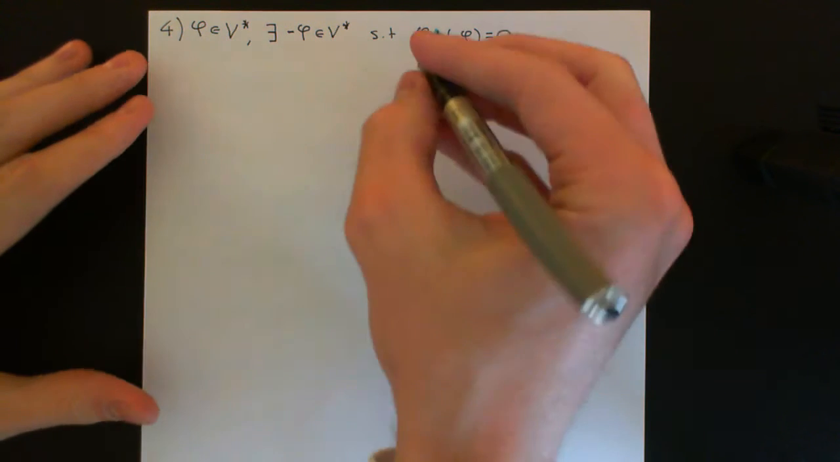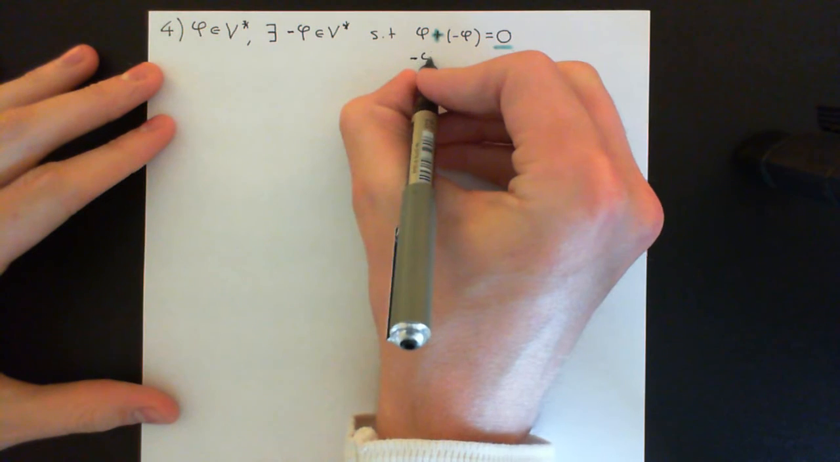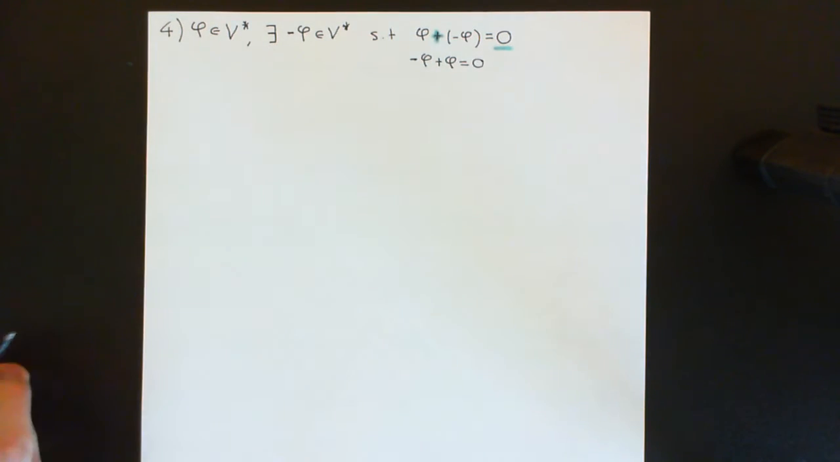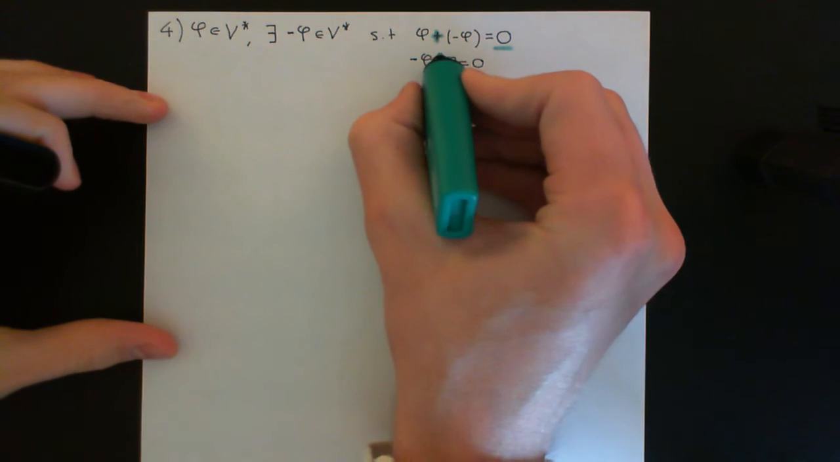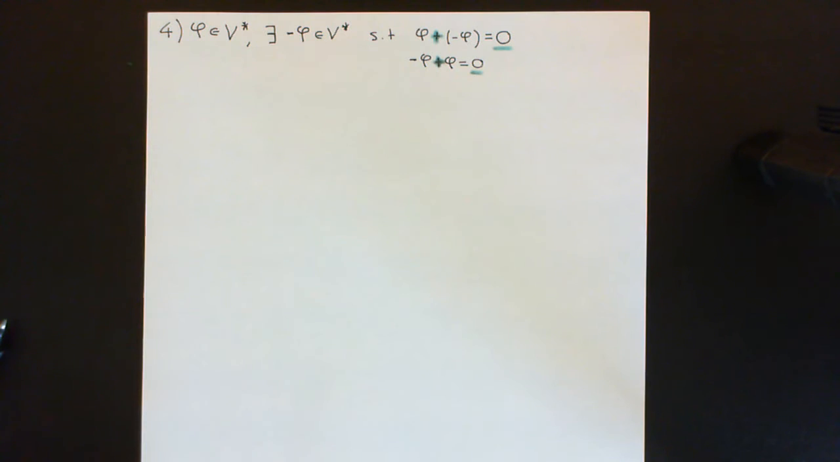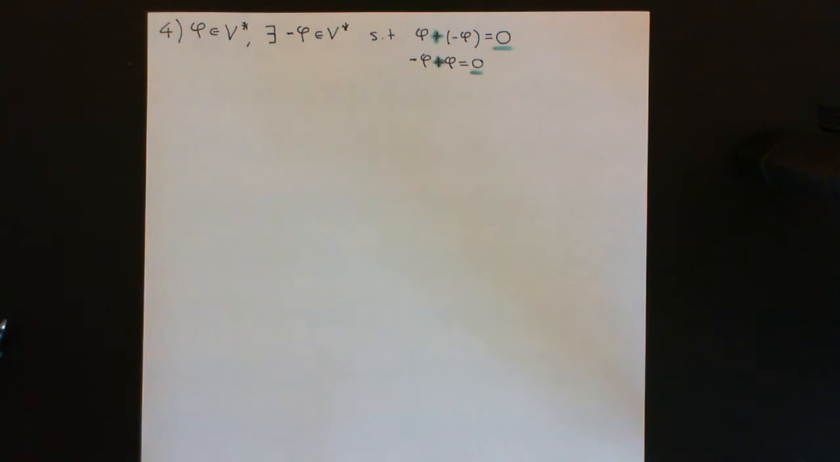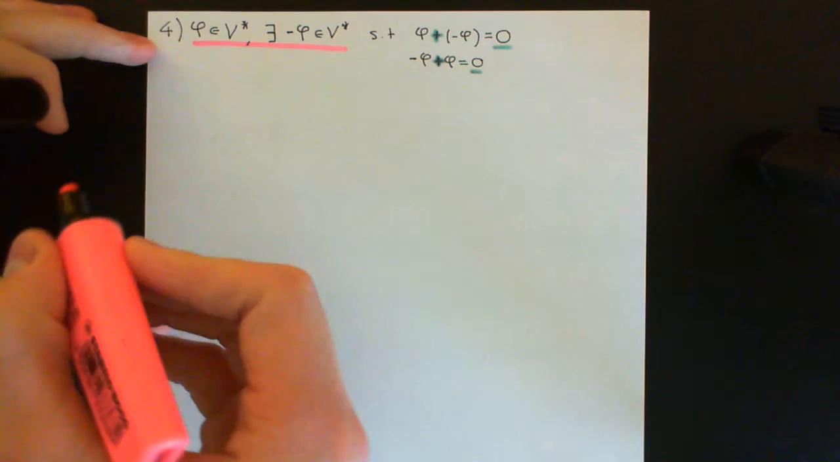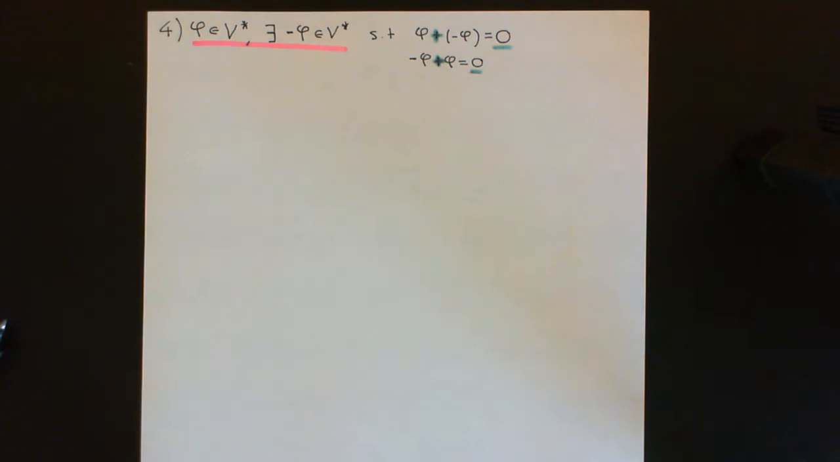it needs to be true the other way around as well. So if I take negative phi and add it to phi, that also needs to give me the 0 vector. Okay, where again this is addition in the dual vector space and this is the 0 covector. Okay, so I want to try and show that if I have any linear map that's in my dual vector space, that there is another linear map such that this is going to be true. Okay, so how am I going to do this?